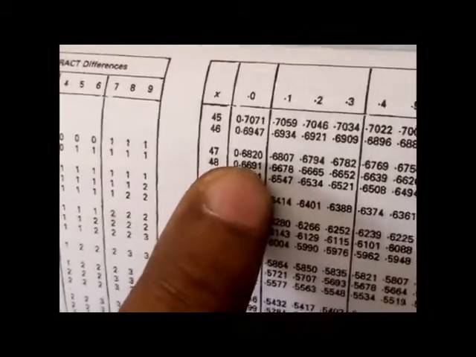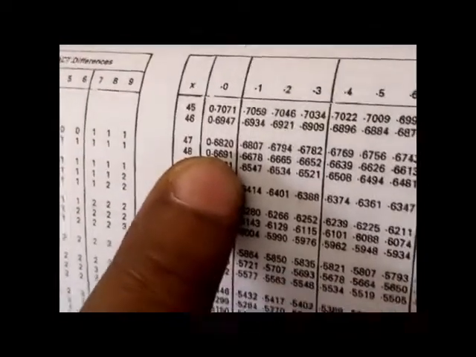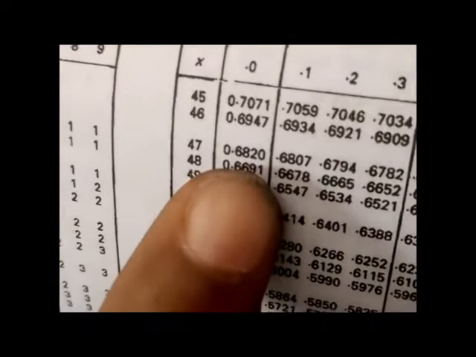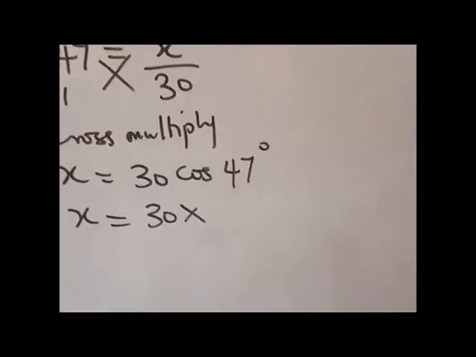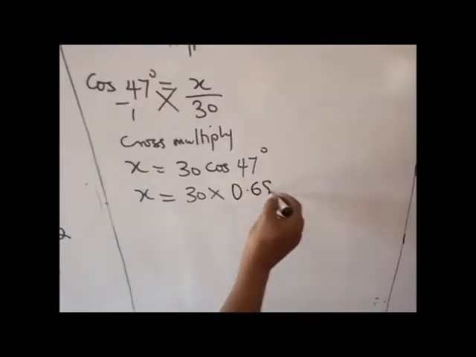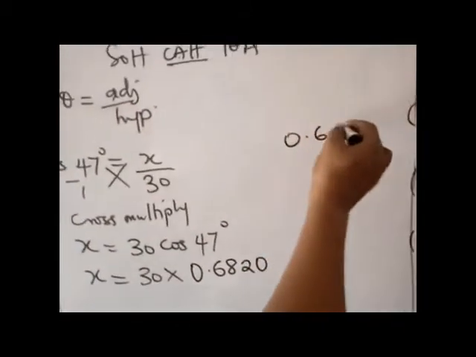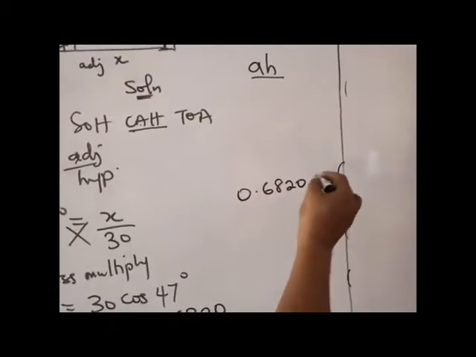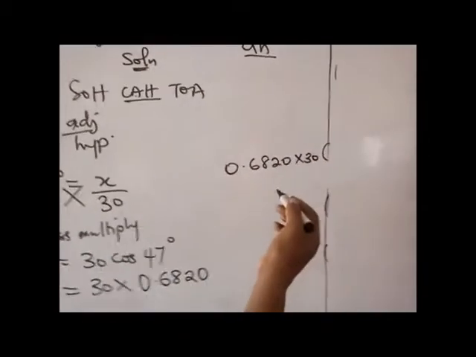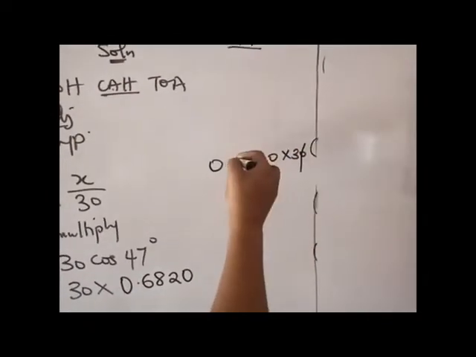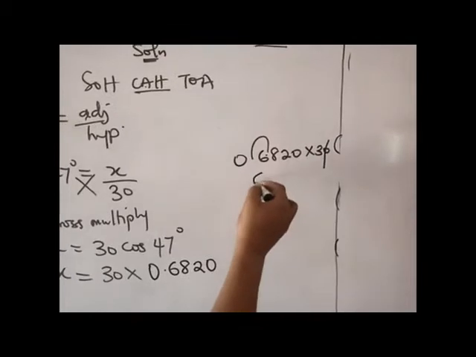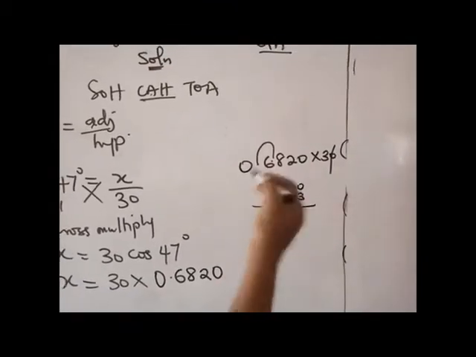If you see 47 under 0, it is 0.6820. So cos 47 is 0.6820. So what do we do? We multiply 0.6820 by 30. To remove this zero, the decimal point comes here. It becomes 6.820 times 3, to make it easier for you.